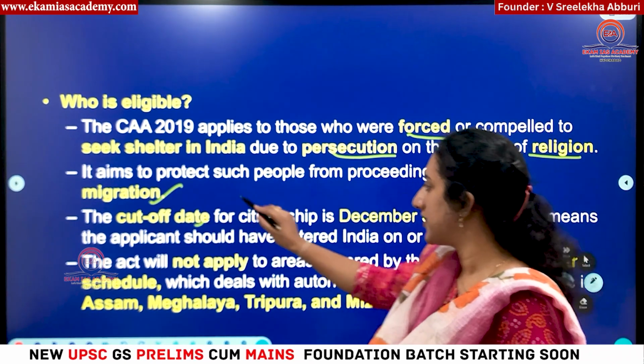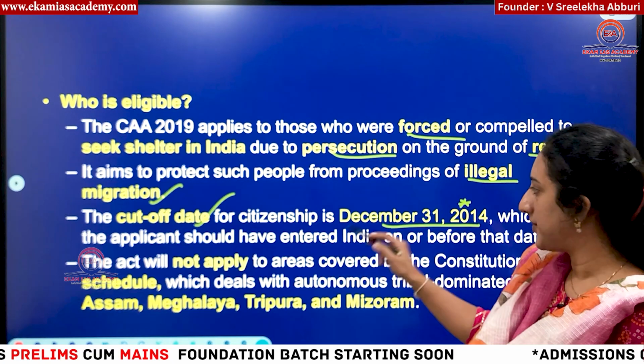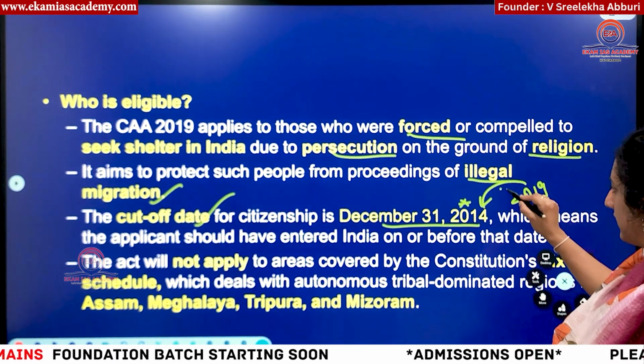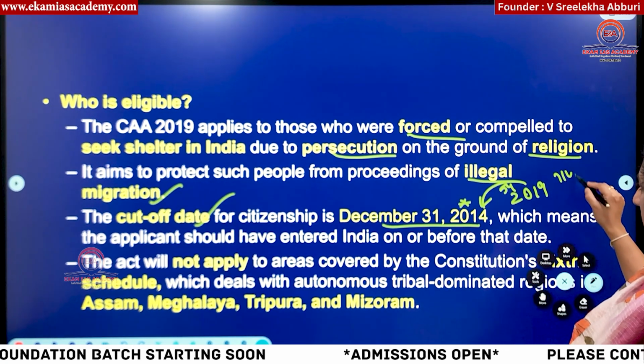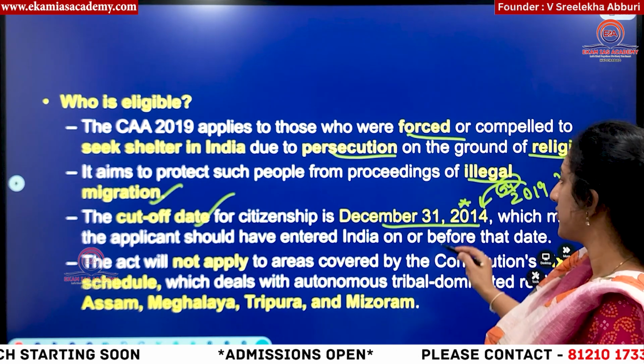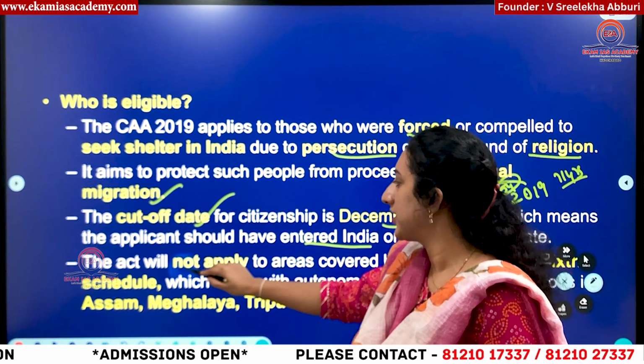Okay, so the cutoff date is very important, 31st December 2014. Which means, because this act was passed in 2019, if you go back, it is a 5 years term. Previously an 11 years minimum requirement was there, but now this was reduced to 5 years itself. So he should have entered India on or before that date, any date before. Otherwise, this act will not apply.